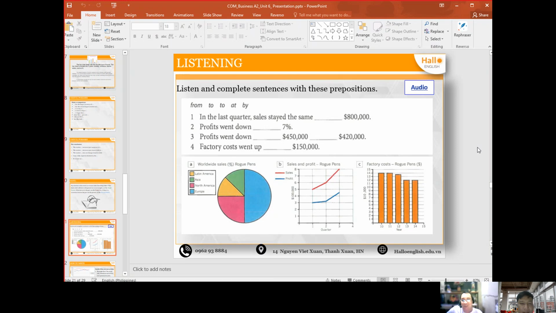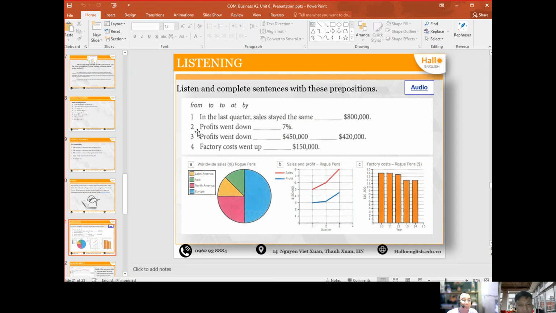Okay. Are you able to hear them? So what do you think would be the correct preposition that we are going to use in here? Number one, in the last quarter, sales stayed the same at $800,000. So that would be "at".